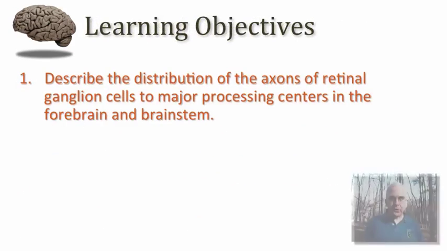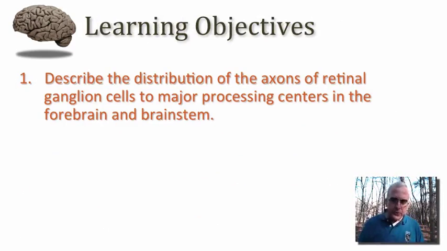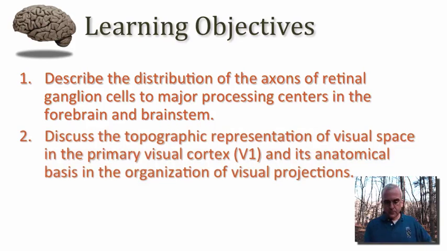Well, my learning objectives for you today are to describe the distribution of the axons of retinal ganglion cells to the major processing centers in the forebrain and in the brainstem. I want you to be able to discuss the topographic representation of visual space in the primary visual cortex and its anatomical basis in the organization of the visual projections.